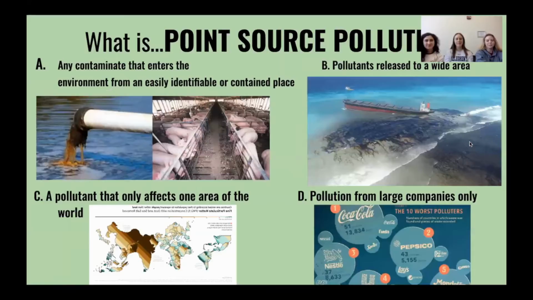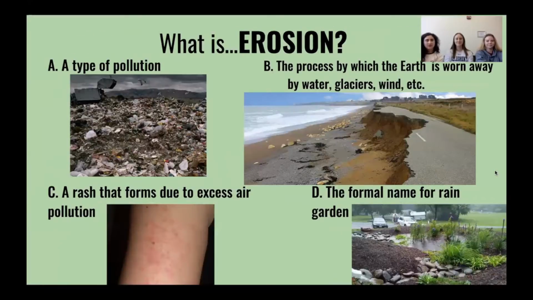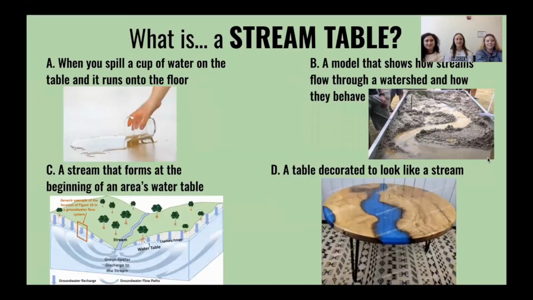What is a point source pollution? If you guessed A, you got it right. What is non-point source pollution? The correct answer is A, pollutants released from a wide area. What is erosion? If you guessed B, that's the correct answer. What is a stream table? If you guessed B, you're right.